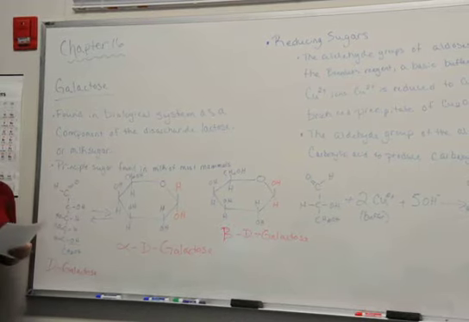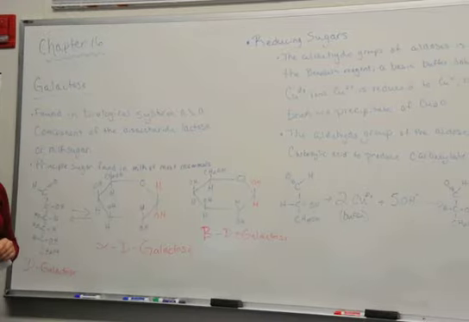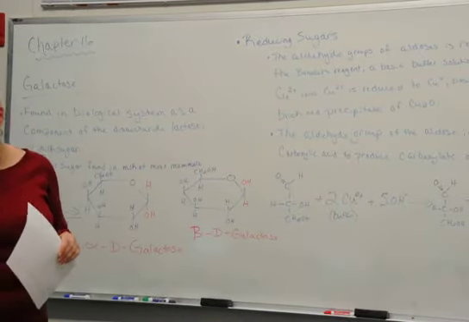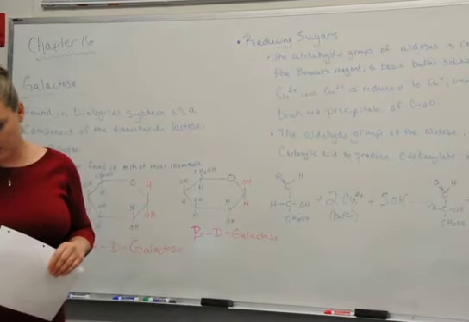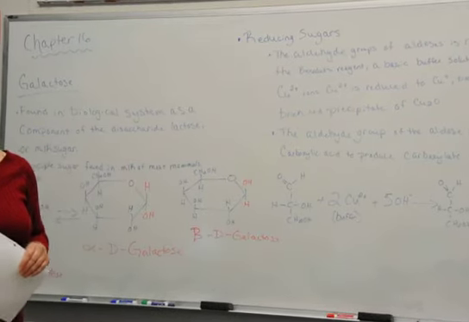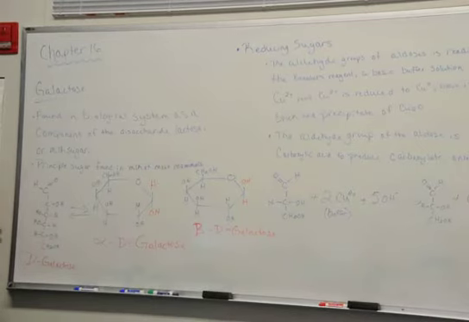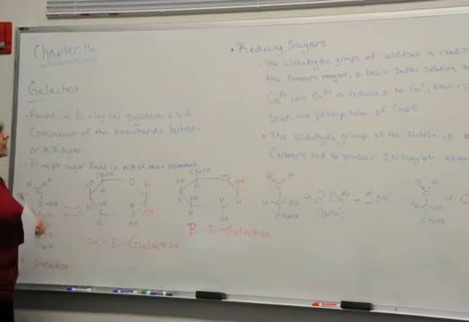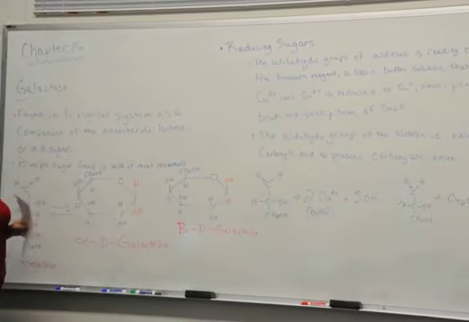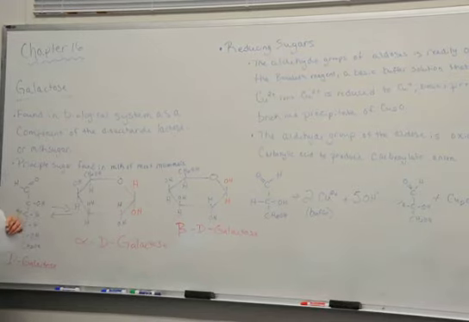Chapter 16. We are on page 546. We're going to talk about galactose. Galactose is found in the biological system as a component of the disaccharide lactose, also known as milk sugar. This is the principal sugar found in the milk of most mammals.